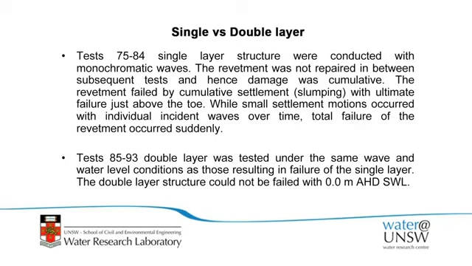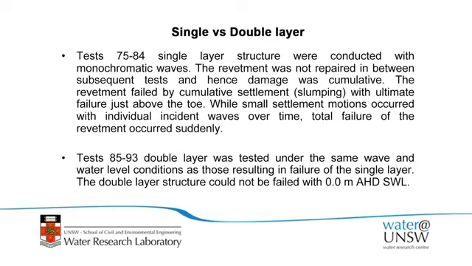In the early tests, we did some monochromatic waves. This is just a bit of a comment about using single versus double layer bags. We constructed monochromatic waves and didn't repair them, but we found that with the single layer structures, the failure progressed quite rapidly. So you get a few bags displaced and then the entire slope would just slide down and fail. There was quite rapid progression to failure.